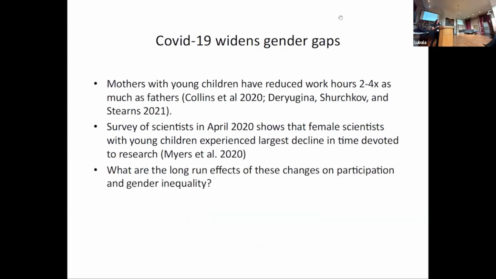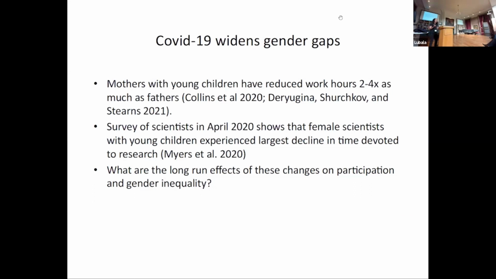Especially during COVID-19, with school closings, survey data indicate that women were disproportionately affected by this change in economics and other areas of science as well.